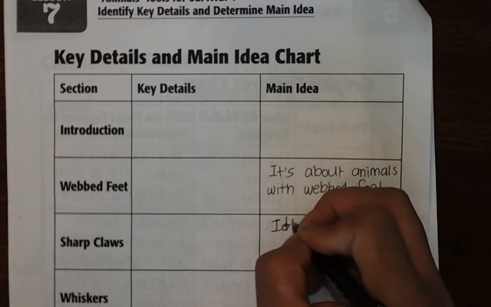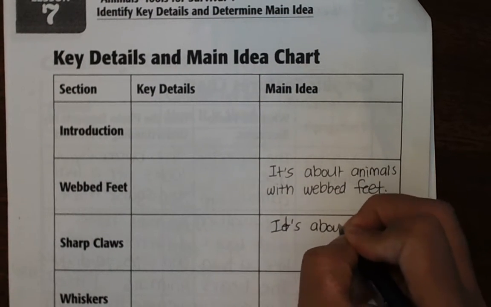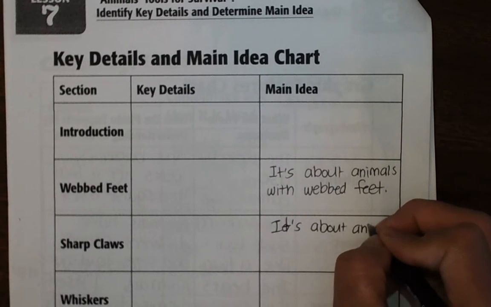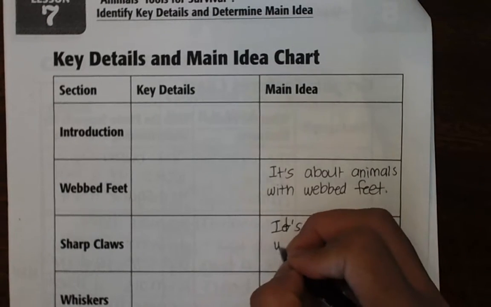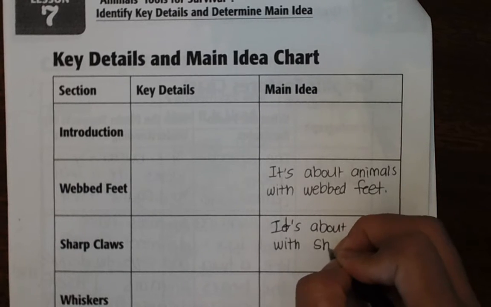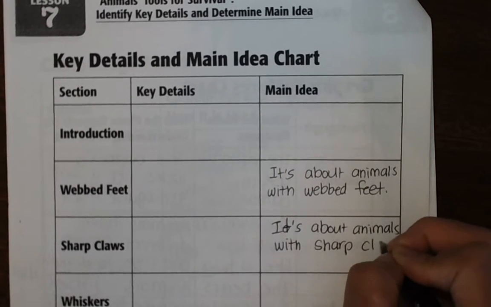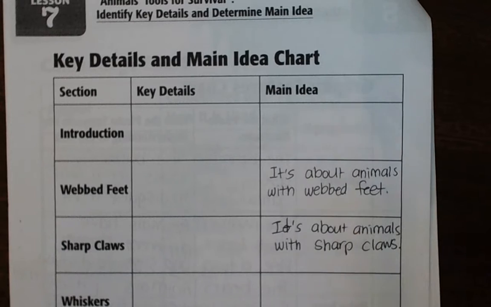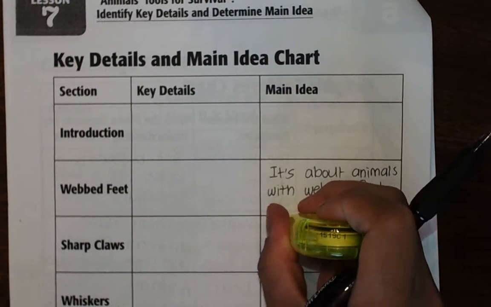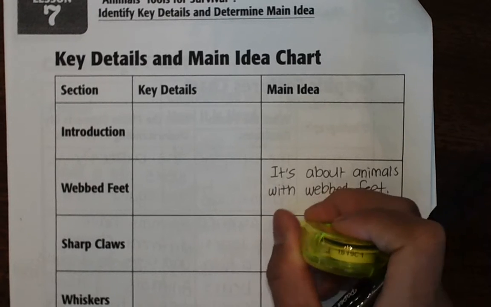It's about animals with sharp claws. And as you can see, I didn't even have to read that section to figure out what the main idea is. I learned what that section was all about just from the heading. Okay, just from that little heading with the bold letters.